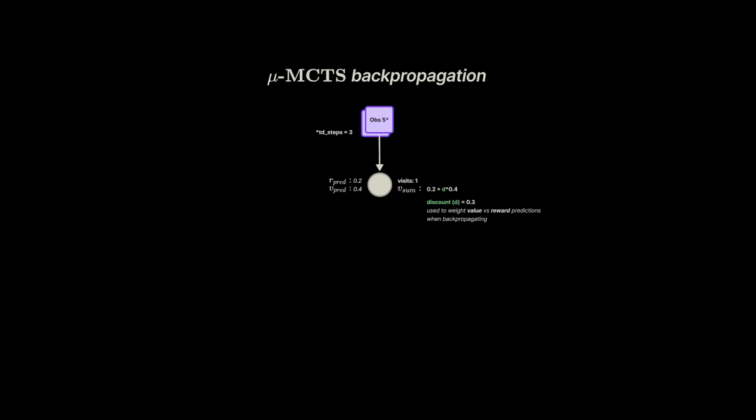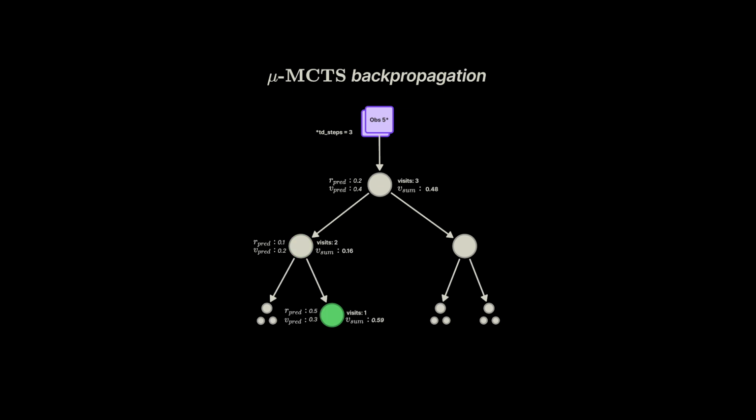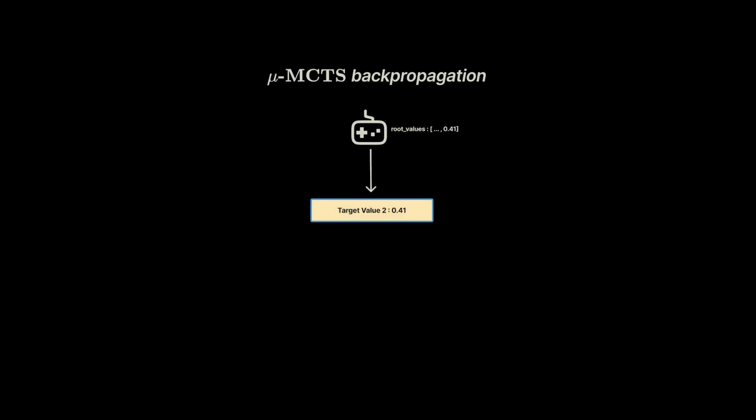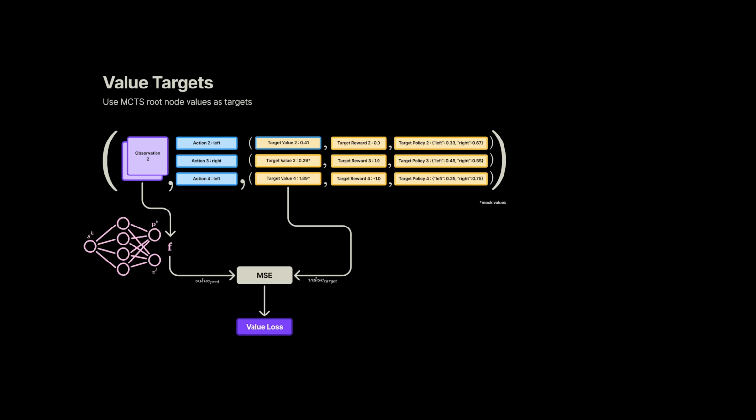So basically we have the prediction of rewards and values. This is summed and applied the discount to. The discount is used to weight reward versus predictions when you backpropagate, and it's important to choose this factor wisely. Then we do another visit, we backpropagate the value sum of this to the root node, do the same thing again. Then we take the sum divided by visits and add this to root values on the game object. We can then pick the target value as the root value here, and we add it to our target, and we can use a mean square error to calculate the value loss.